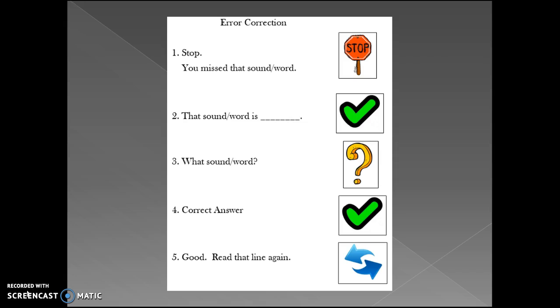Here is the error correction procedure. When the student that is the tutor realizes that the reader makes a mistake, they will immediately stop their partner by saying, "Stop, you missed that sound," or "you missed that word," depending on which activity is being completed. The student will then provide the correct response. That sound, word, is, and provide the correct answer. Then the student will ask, "What is the correct sound or word?" The student that is the reader will provide the correct answer, and the tutor will say, "Good, read that line again."